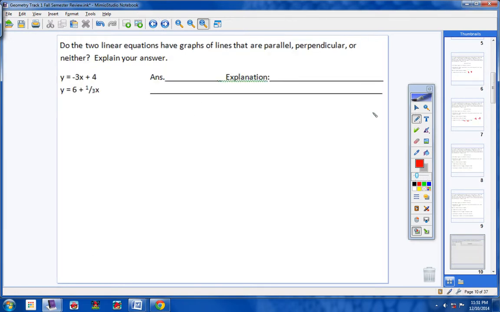Moving on. Okay, let's copy down this problem. Let's do this together. Do the 2 linear equations have graphs of lines that are parallel, perpendicular, or neither? Explain your answer. Okay, copy this down, please. Do the 2 equations have graphs of lines that are parallel, perpendicular, or neither? Okay, here's the one equation. Here's the other equation.